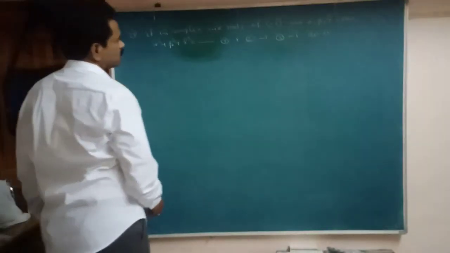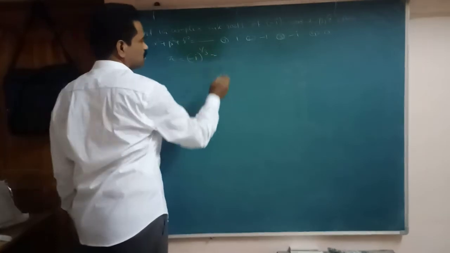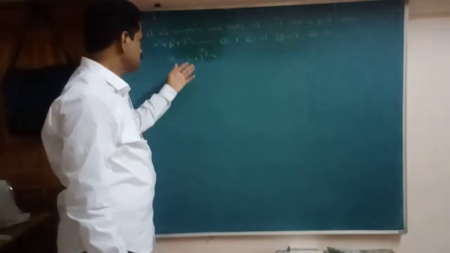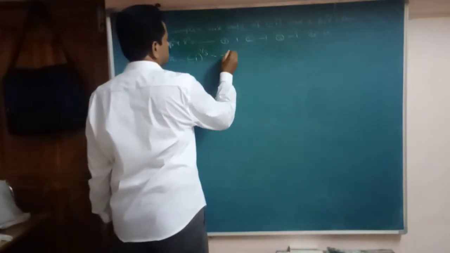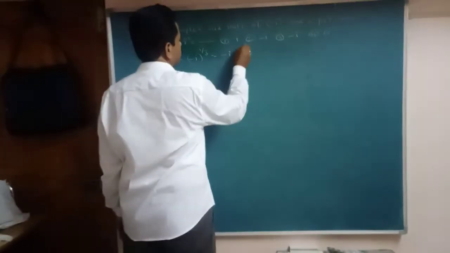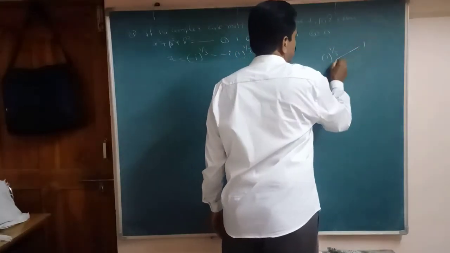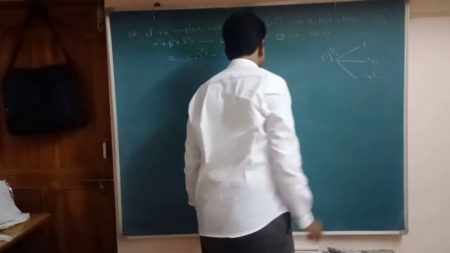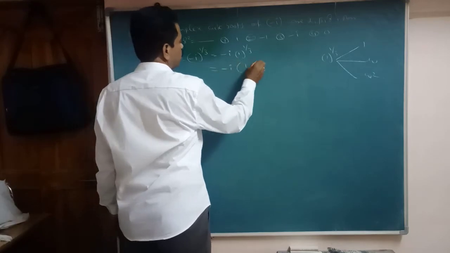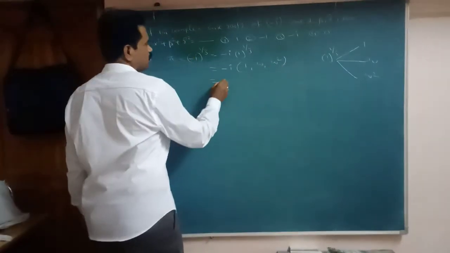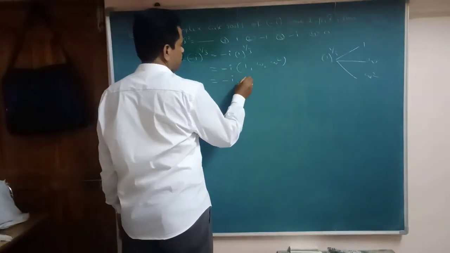What is given here? Z equal to cube roots of minus I. That is Z equal to minus I whole power 1 by 3. Taking minus I outside, remaining is 1 power 1 by 3. We know that the roots of 1 power 1 by 3 are 1, omega and omega square. So that equals minus I into 1, omega, omega square.